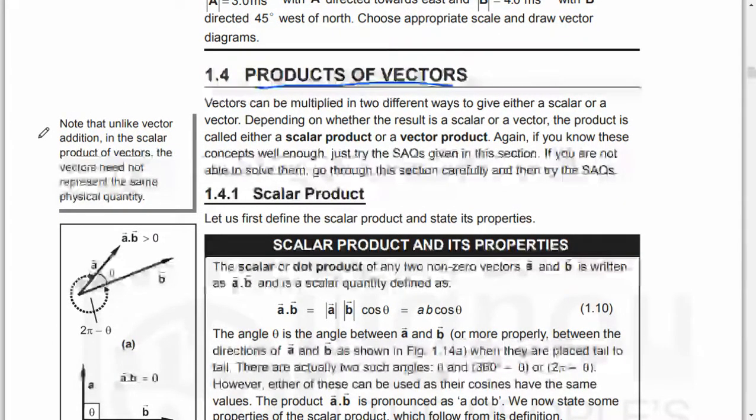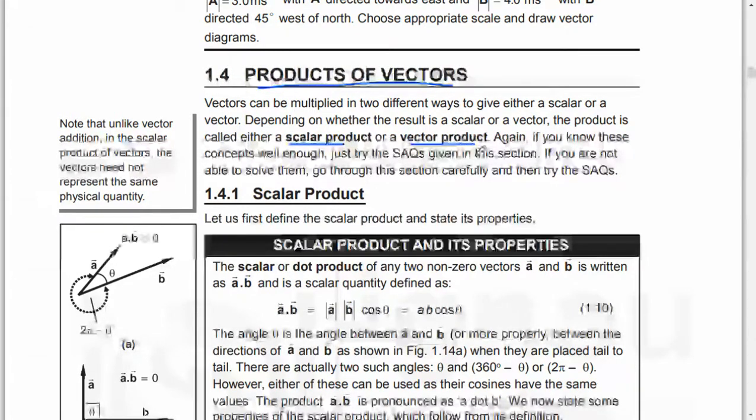Note that unlike vector addition, in the product of vectors the vectors need not represent the same physical quantity. Vectors can be multiplied in two different ways to give either a scalar or a vector, depending on whether the result is a scalar or a vector. The product is called either a scalar product or a vector product. Again, if you know this concept well enough, just try the SAQs given in the section. If you are not able to solve them, go through this section carefully and then try the SAQs.